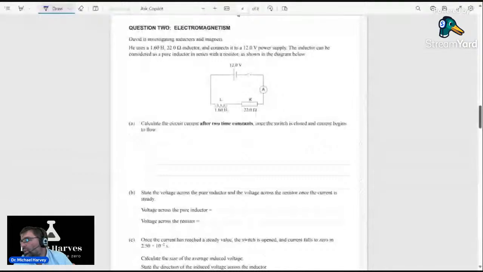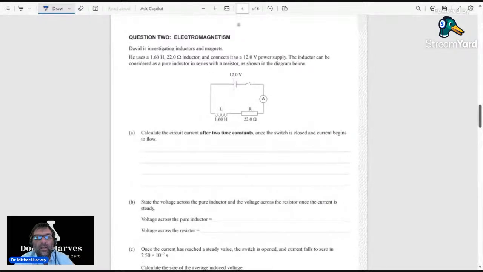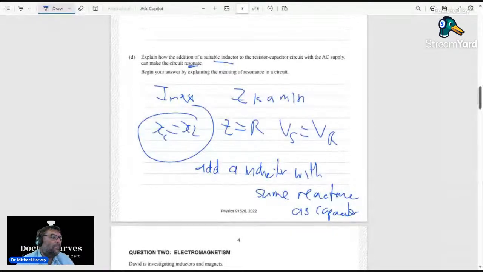So going to that question, to get an achieved, you need to state one condition for resonance, and to get a merit, two conditions, and three, the whole bang. So you're saying that the current's a maximum because the impedance is a minimum, and if you add an inductor with the same reactance as the capacitor, you get resonance, and that's your excellence. Three points. That's pretty straightforward, I thought.